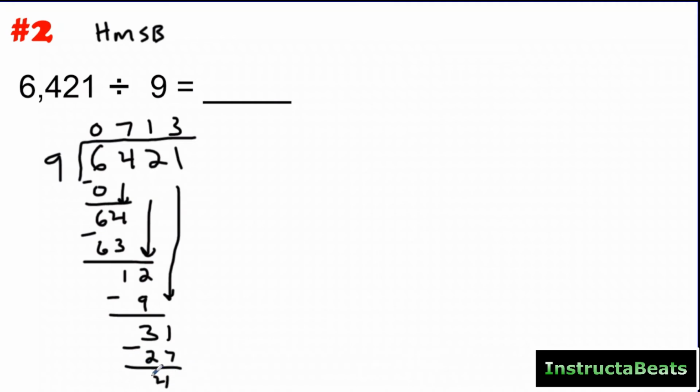I subtract. I have nothing left to bring down, and I have a digit over each digit in my dividend. So this means this is my remainder. And my answer is 713 with a remainder of 4.